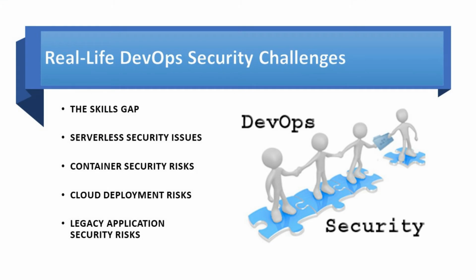Real-life DevOps security challenges. DevOps teams that attempt to take ownership of security and make the transition to DevSecOps find it a complex and risky undertaking. Here are a few of the obstacles standing in the way of many DevSecOps transitions and what you can do about them according to the guidance of Aqua. First one is the skills gap.